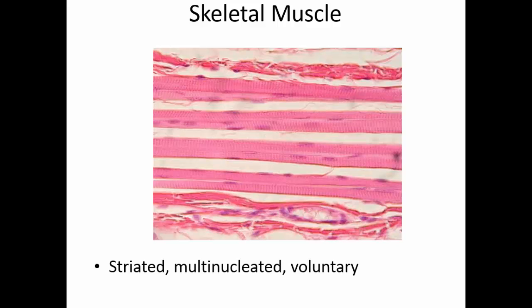Skeletal muscle is striated, multinucleate, and what we call voluntary. You can see the striations. You can see multiple nuclei. The cells of skeletal muscle are very long. They run the entire length of any muscle. The stripes make it striated. Skeletal muscle is voluntary muscle because you decide when it's going to contract.